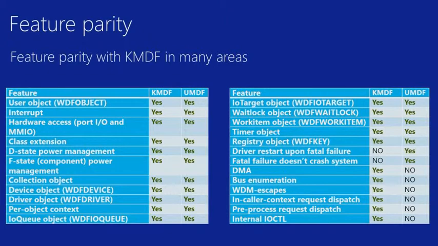For example, if your hardware uses DMA or your driver is a bus driver, then you still have to write a KMDF driver. On the other hand, UMDF does provide you certain features which are not available in KMDF. For example, a fatal error in a UMDF driver does not crash the system, whereas in KMDF, it will crash the system. Also, in a UMDF driver, if the driver crashes, the system will restart the driver without rebooting or crashing, whereas in a KMDF driver, a fatal error is just a system crash.